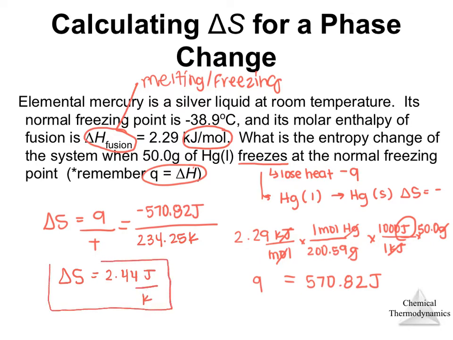So what this is saying is that the entropy is increasing by 2.44 joules for every Kelvin, every single Kelvin that this goes up. Okay.